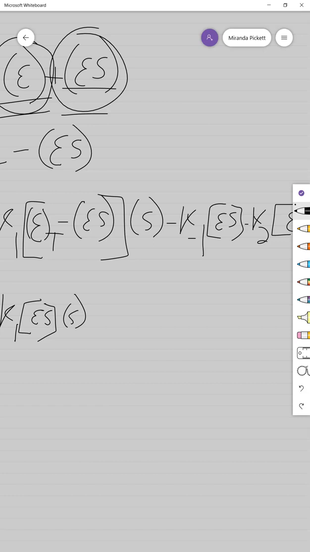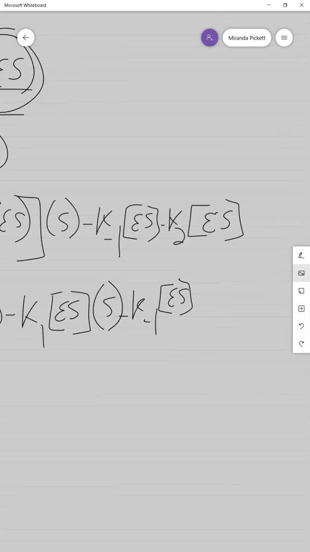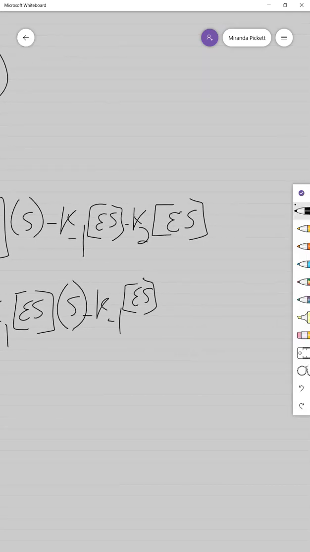Where are we at? We got the K1 minus K1 times our ES times S minus K negative 1 times ES. And then to finish it out, minus our K2 times our ES again.